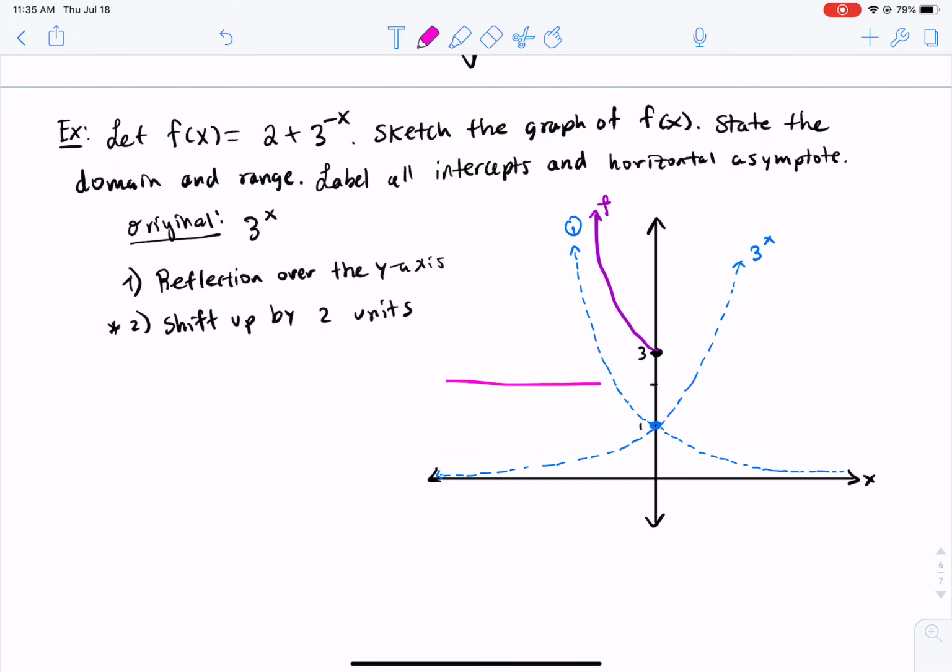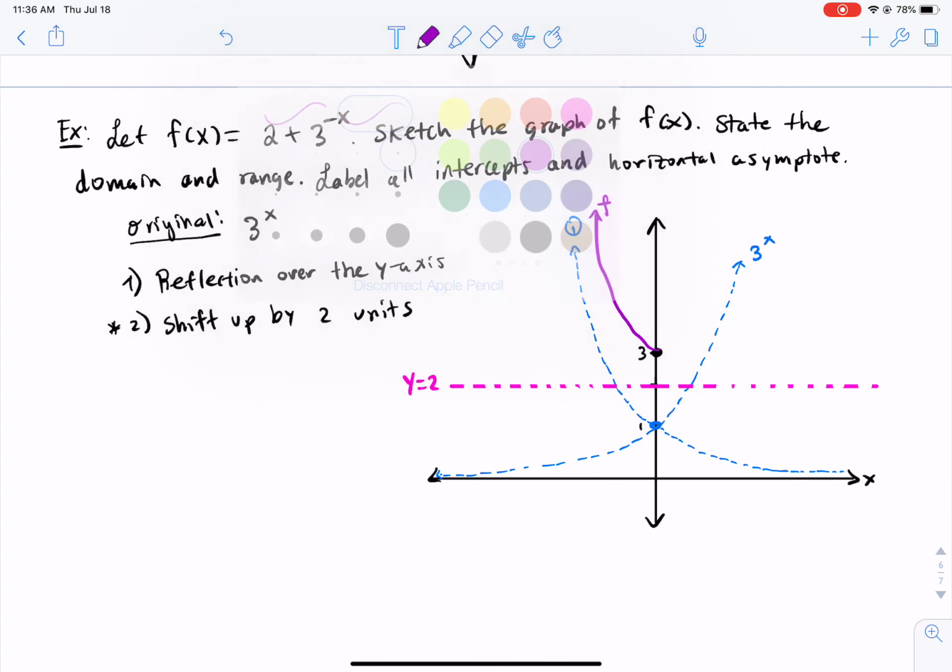Let me move this down a little. There we go. So this is the line y equals 2. That's where our function is going to settle to, on the right side, like this.